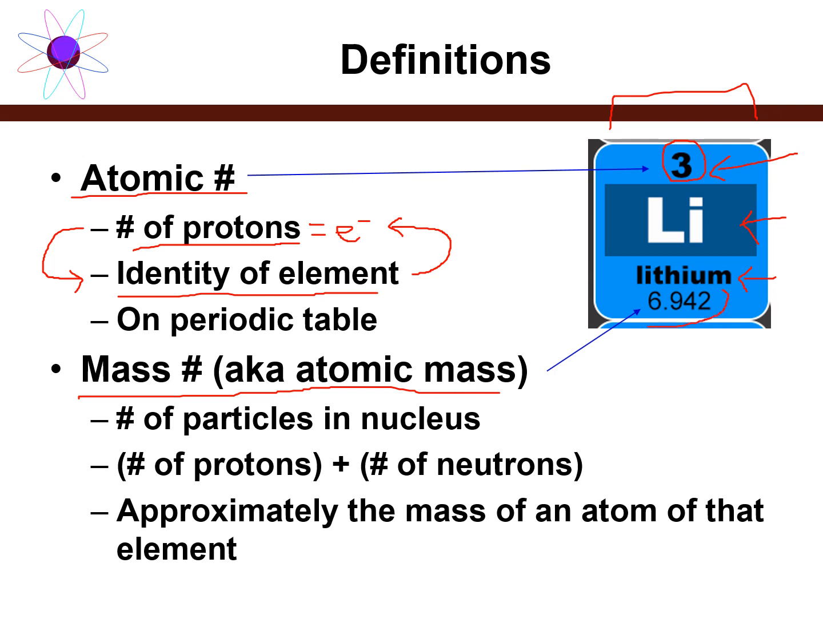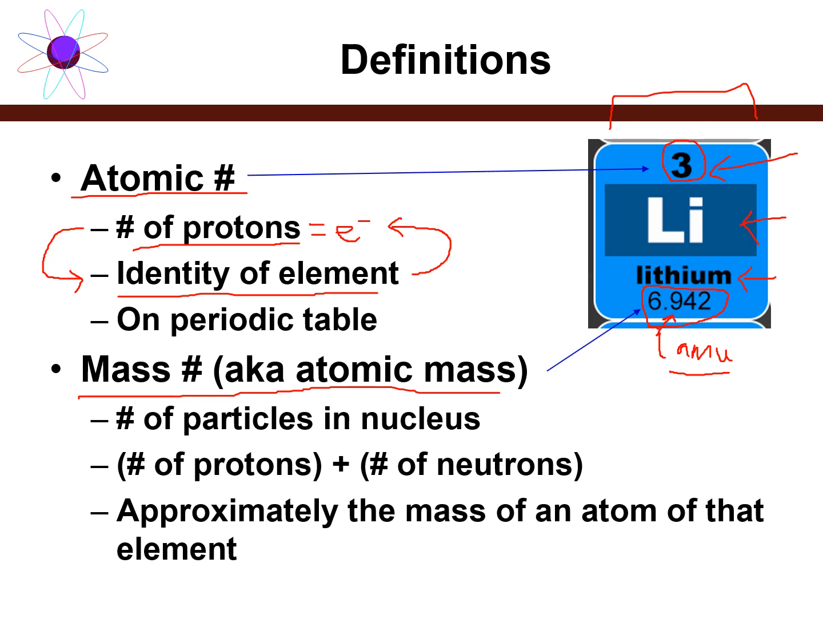Another number found on the periodic table is the mass number, also known as the atomic mass, and that's down here. So that's how much in AMUs, which is how we're measuring mass right now, atomic mass units. That's how many AMUs a lithium atom will weigh. And we'll talk about why this is a decimal number in just a little bit.